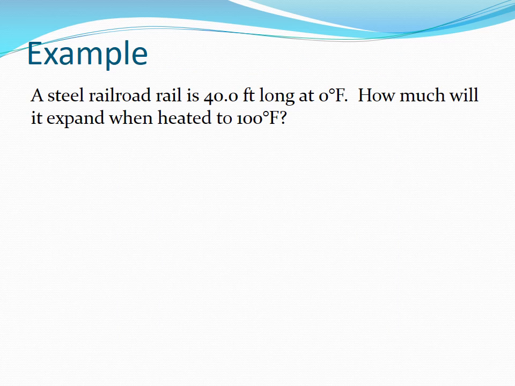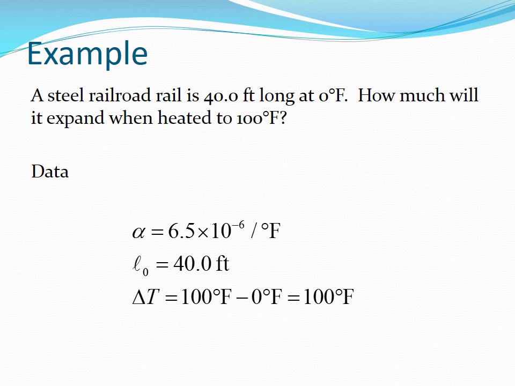A steel railroad rail is 40 feet long at 0 degrees Fahrenheit. How much will it expand when heated to 100 degrees Fahrenheit? The coefficient of linear expansion for steel is 6.5 times 10 to the minus 6 per degree Fahrenheit. The original length at 0 degrees Fahrenheit is 40 feet, and the temperature difference is 100 degrees.